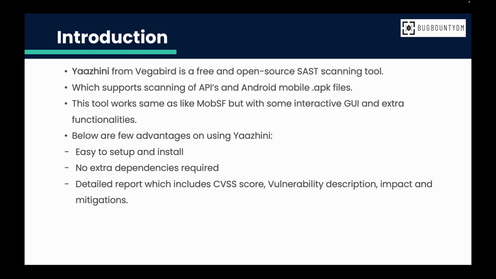A detailed report which includes the CVSS score, vulnerability description, vulnerability impact, and the mitigations for the vulnerabilities found on the APKs will all be there in the UI itself. After finding vulnerabilities, it gives all these details in the report in a proper manner. This is the basic introduction to the Yaazhini tool. Let's see how you can download this tool and run it on your desktops.